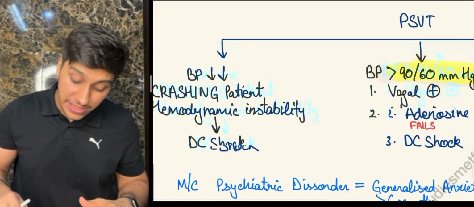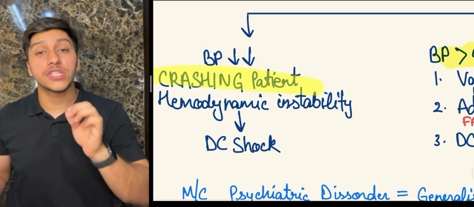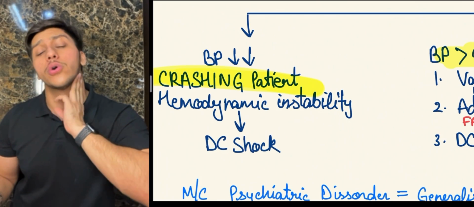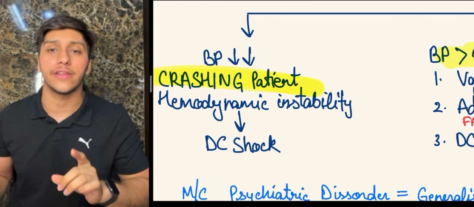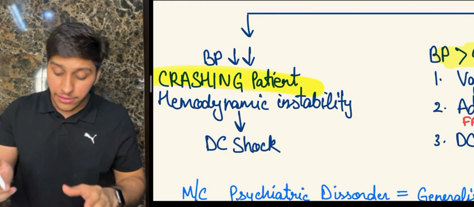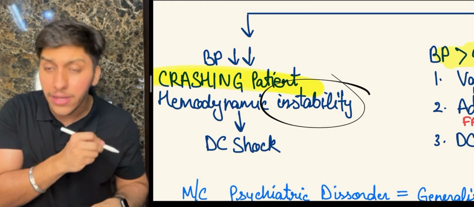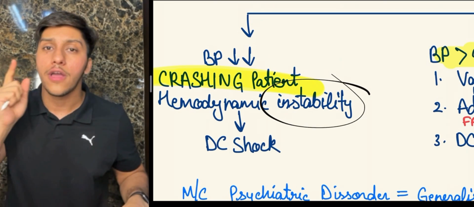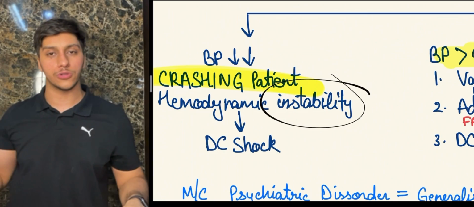Now, if the patient is crashing, guys, if the BP is much less than 90 over 60, that time you will not directly start with carotid massage. You have to take it very seriously. This is basically the patient being hemodynamically unstable. So in this condition, guys, directly start with your DC shock, value 120 to 200 joules.